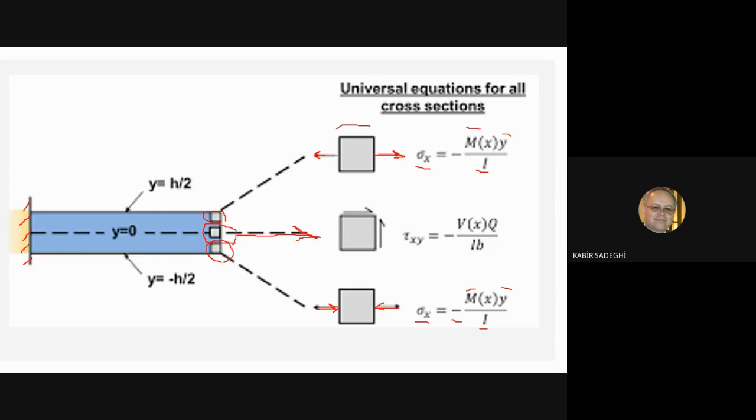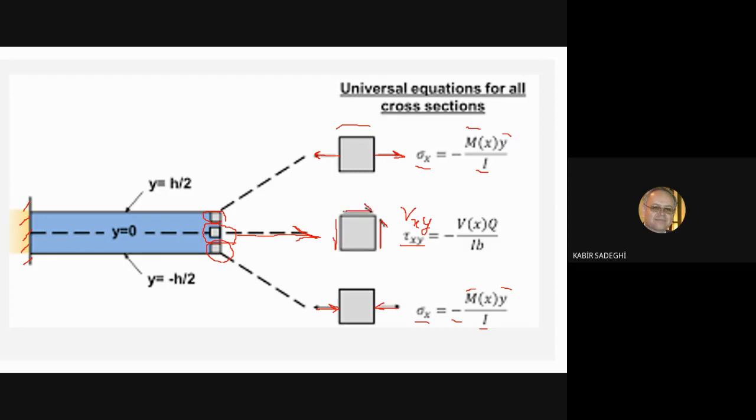we see we don't have any moment. M is zero, flexural stress is zero. But we have shear. Shear stress, tau xy or Vxy. This shear stress is vertical, and on the other side it is vertical as well. But we have horizontal shear stress as well.